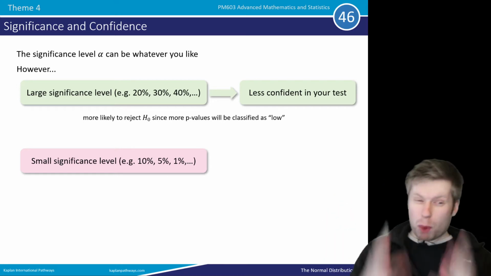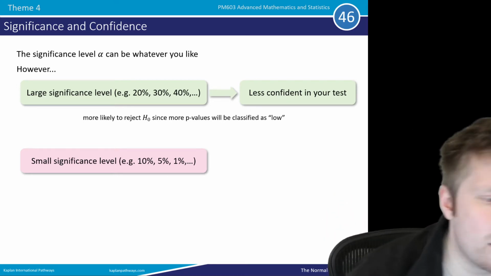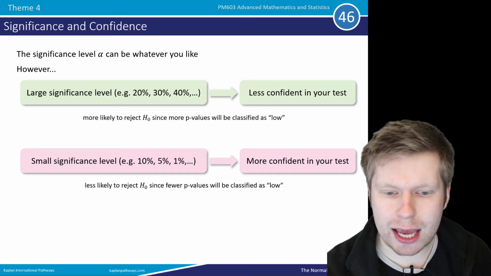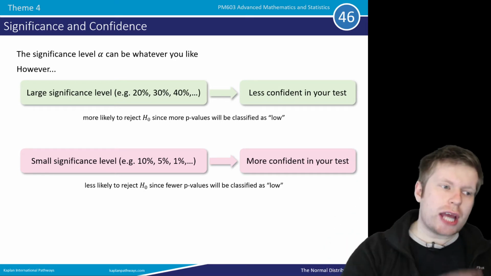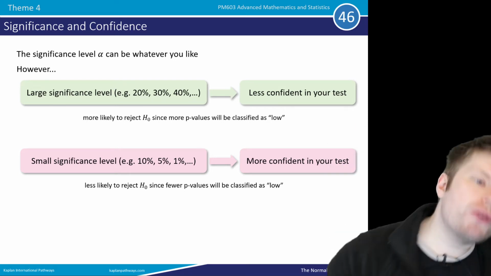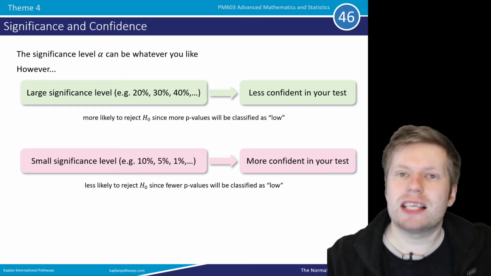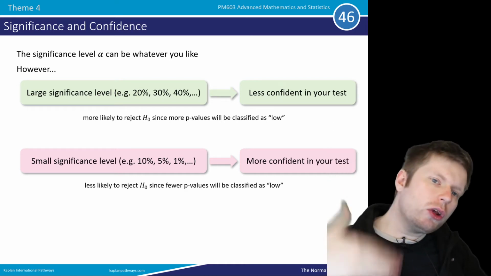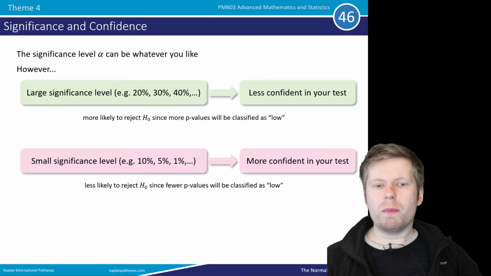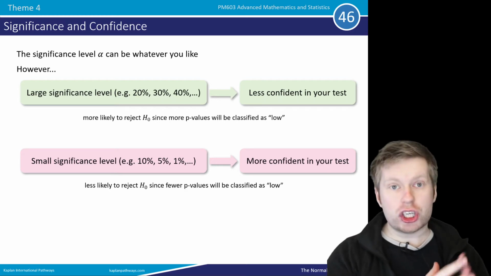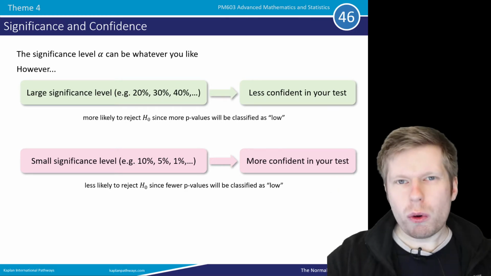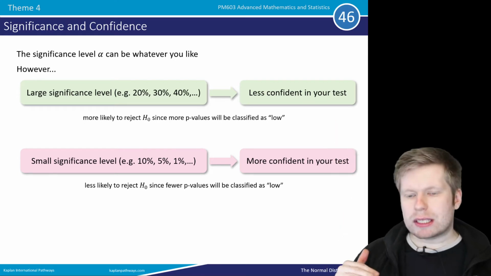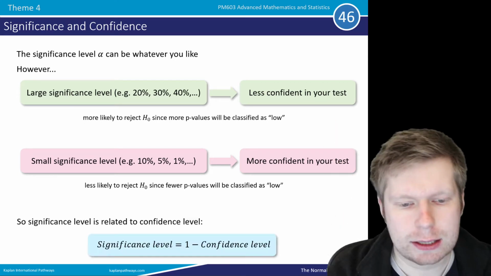Whereas if you use a really small significance level, for example, like 10, 5 or 1%, okay, then you can be more confident in your test, because you're less likely to reject the null hypothesis as there are fewer p-values that will be classified as low, okay? In other words, your sample will be significant, okay? So when you're choosing a value for the significance level, it's important to be aware that choosing too large a significance level will mean that you lose confidence in your test, but if you use a smaller significance level, you're going to be more confident in your test, okay?